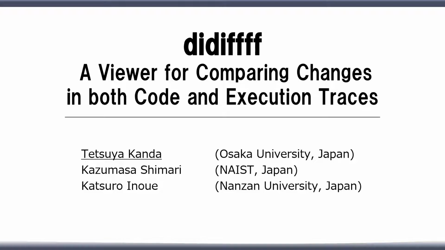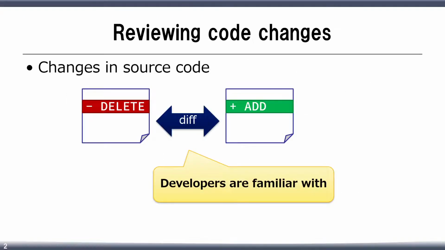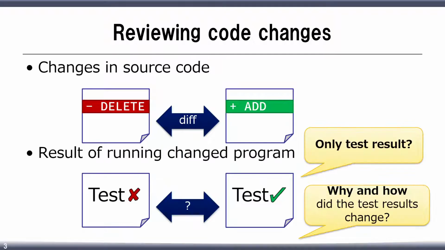This video demonstrates our new tool, didiffff, which is a viewer for comparing changes in both code and execution traces. On reviewing code changes like bug fixes, changes in the source code are useful, and many developers are familiar with this kind of format, like Int'l. On the other hand, changes in the program behavior are difficult to understand.